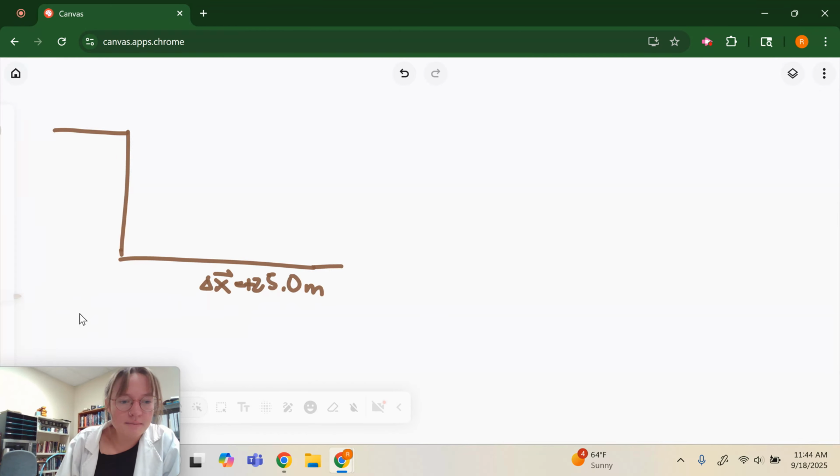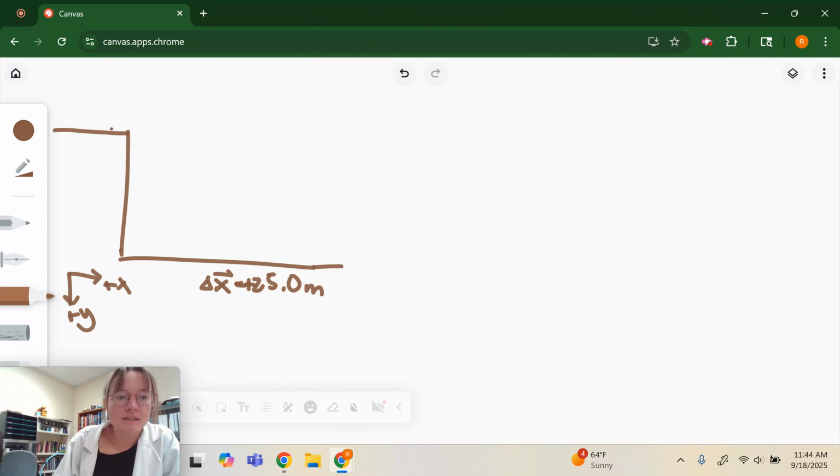This time I'm going to call down positive, and I'm going to call to the right positive x. Here is my little muffin. Say that I know that the height of my cliff is 22.0 meters.